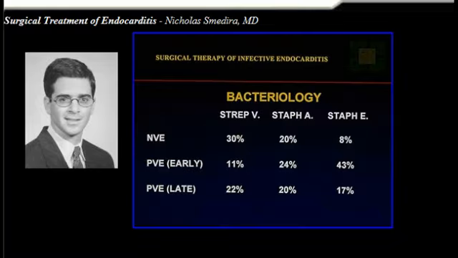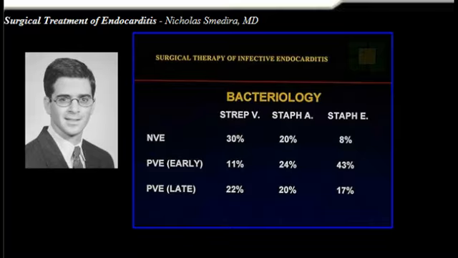Now the bacteriology varies whether it's native valve or prosthetic valve, and it varies whether it's early or late prosthetic valve. In the native valve patient, the most common organism is Strep viridans, followed by Staph aureus, and then usually a methicillin-sensitive Staph epidermidis, about 8%.